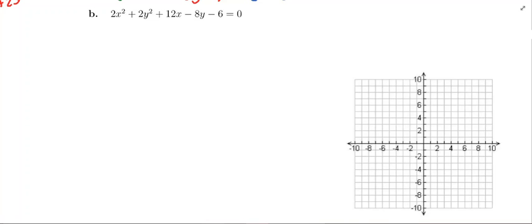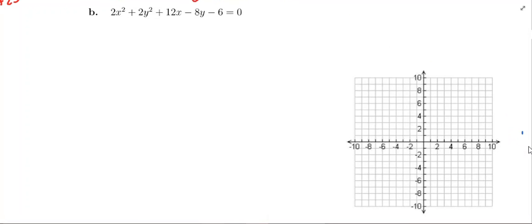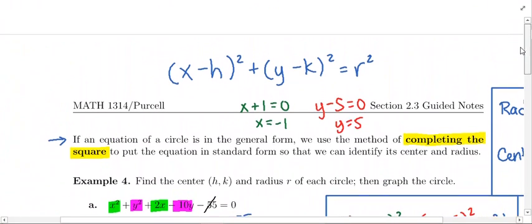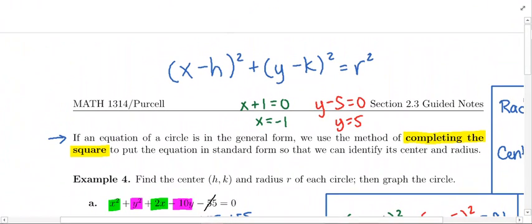The equation we have is 2x squared plus 2y squared plus 12x minus 8y minus 6 is equal to 0. So that is clearly the general form of the equation of a circle, and we need to convert it to the standard form of the equation of a circle. If you scroll up to the top of the page, that's where I have the standard form of the equation of a circle written down.